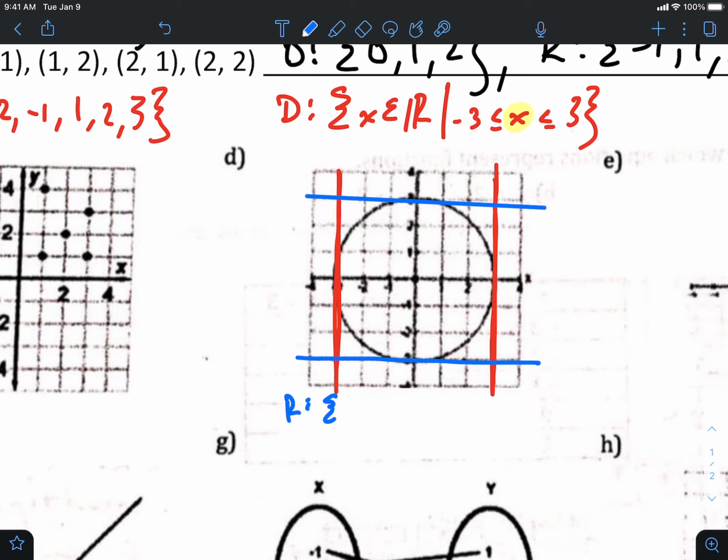So Y can be a part of the real numbers such that, again, lower boundary, negative 3, is less than or equal to Y, which is less than or equal to the upper boundary. Done. I don't think at any point anybody can argue what you've written down there, which is why I just like having one stock way to do it.